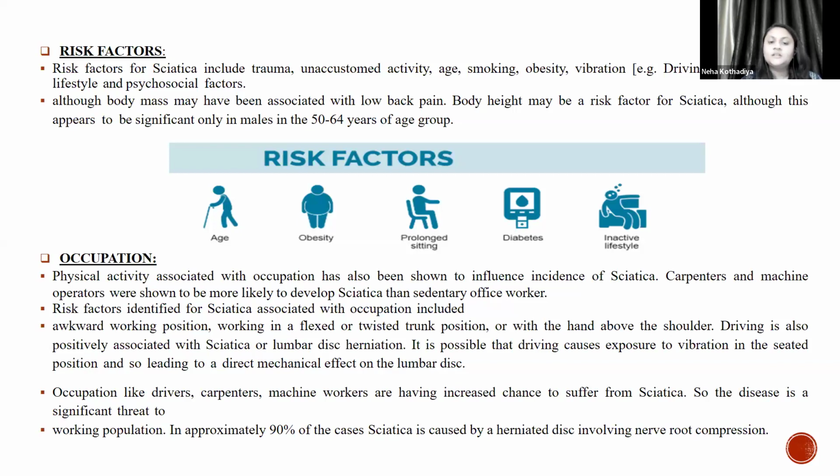Physical activity associated with occupation has been shown to influence the incidence of sciatica. Carpenters and farmers who are heavy lifters are prone to this condition. With awkward working positions, working on a flexed or twisted trunk, the chance of developing sciatica may be increased. Occupations like machine work carry a heavily increased chance of developing sciatica. Approximately 90% of cases are caused by a herniated disc involving nerve root compression.